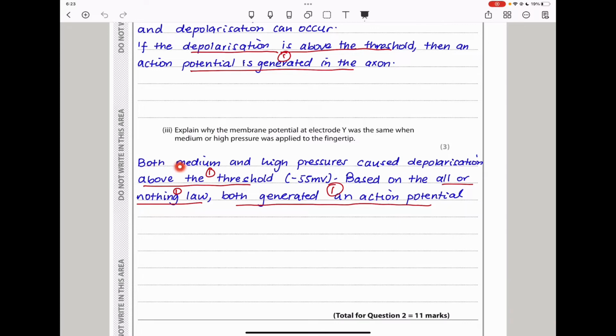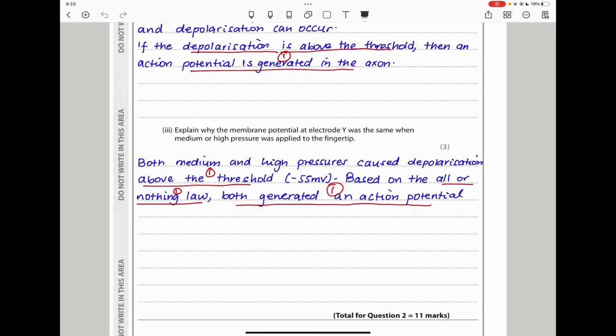So I said both medium and high pressures cause depolarization above the threshold. This is the negative 55 millivolts, and based on the all or nothing law, both generated an action potential. It has the same magnitude.